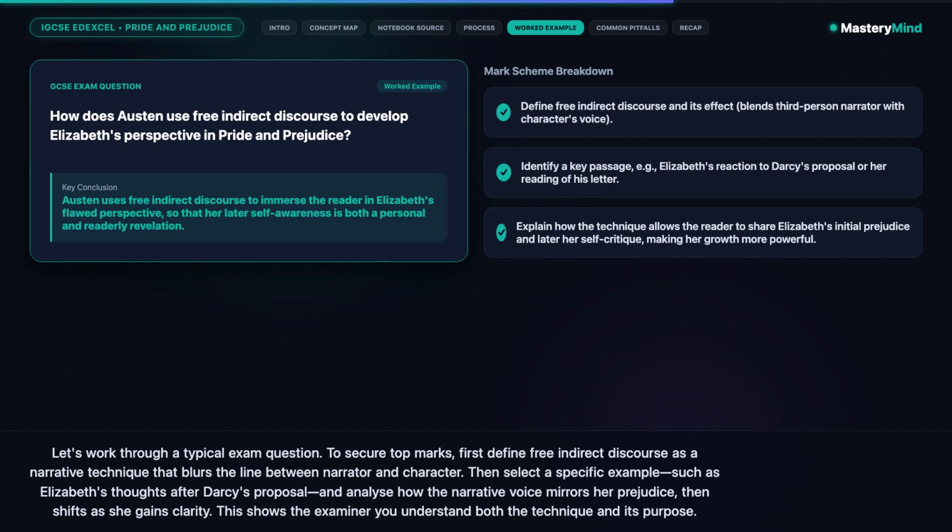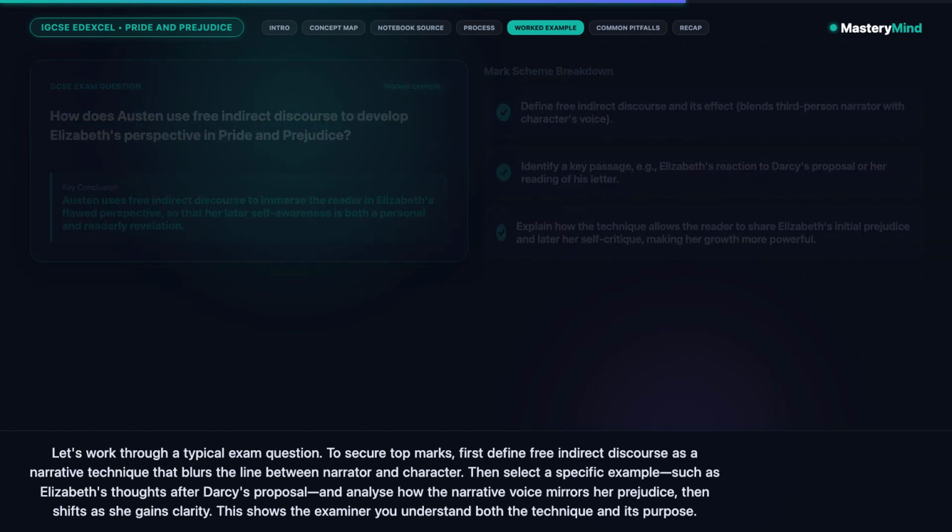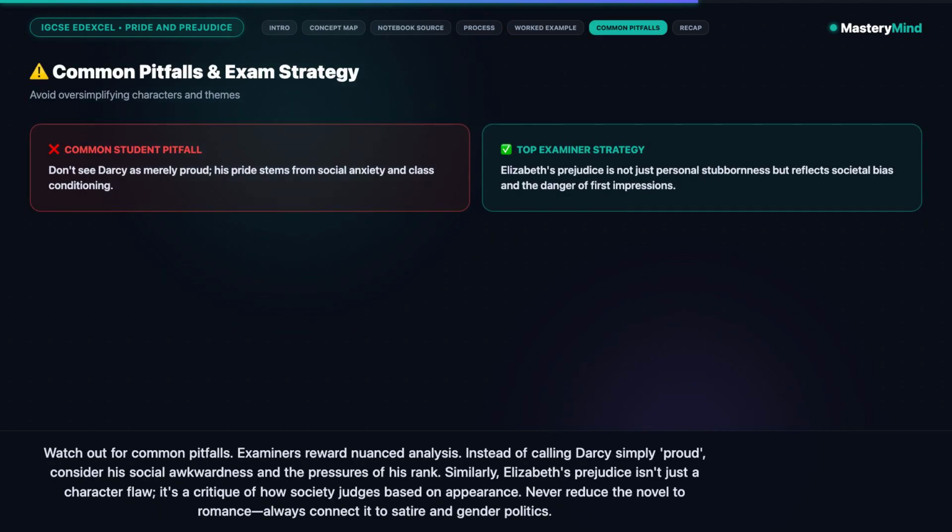Watch out for common pitfalls. Examiners reward nuanced analysis. Instead of calling Darcy simply proud, consider his social awkwardness and the pressures of his rank. Similarly, Elizabeth's prejudice isn't just a character flaw, it's a critique of how society judges based on appearance. Never reduce the novel to romance, always connect it to satire and gender politics.